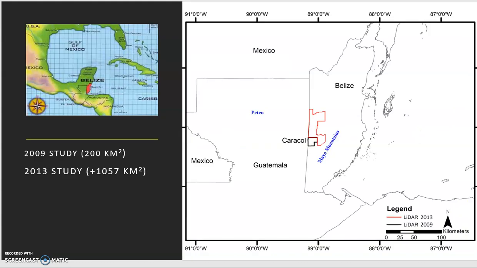This is the study area. If you don't know where Belize is, it's in Central America, right here, the red country. And then this is the outline of the country, and the study area in black. That was the 2009 study. The red border is the one from 2013. So it covered a lot more space, in part because they discovered that the original site actually was much bigger than was recognized before that.